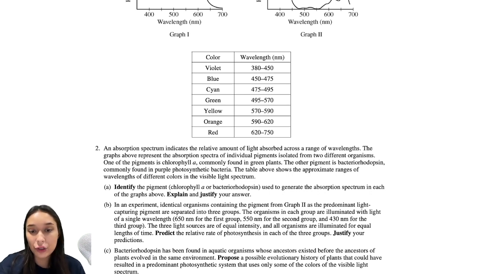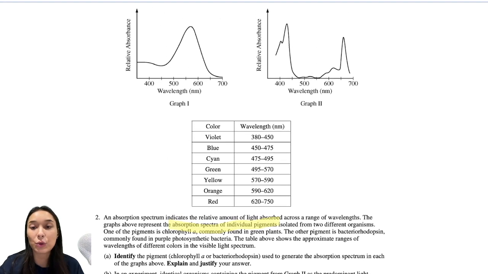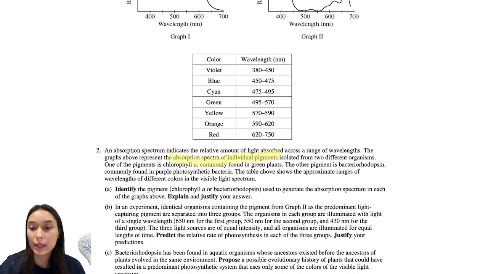So it says the graphs above show absorption spectrum of individual pigments. So that's important. We just talked about the difference between absorption and action spectrum. So we're not looking at the rate of photosynthesis, we're looking at the absorption per pigment. Now, there's two graphs here, and they're saying one of the pigments is chlorophyll A, which is commonly found in green plants, and the other pigment is Bacteriorhodopsin, which is commonly found in purple photosynthetic bacteria. And then we also have this table that shows the ranges of wavelengths of different colors.